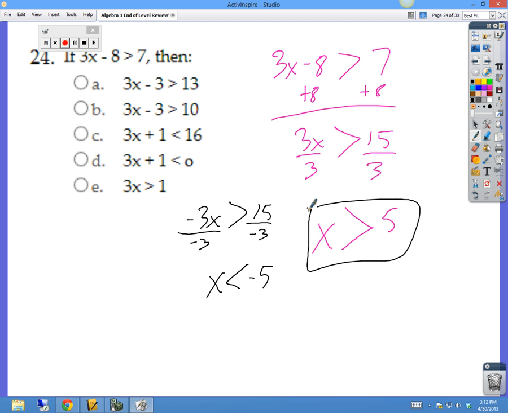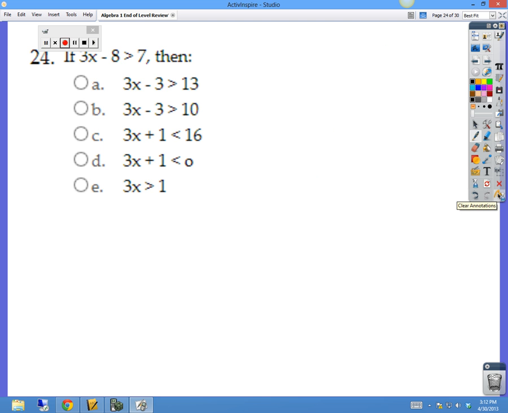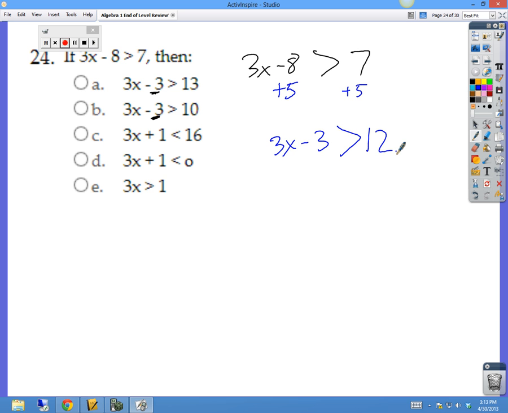But we went through these and we couldn't get any of them to work. So let's try A. A and B are kind of together. So minus 3 and a minus 3. 3x minus 8 is greater than 7. So how do I change that minus 8 to a minus 3? And you do that by plus 5 here and plus 5 here. So 3x minus 3 is greater than 12.